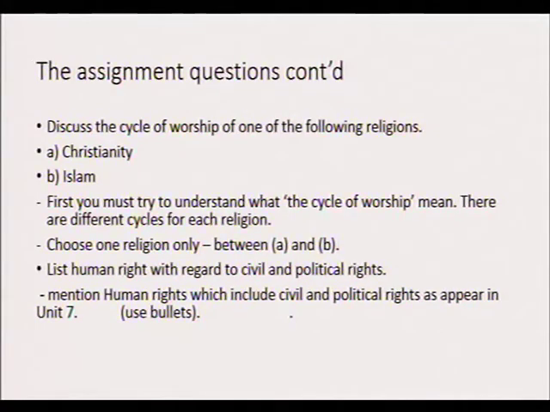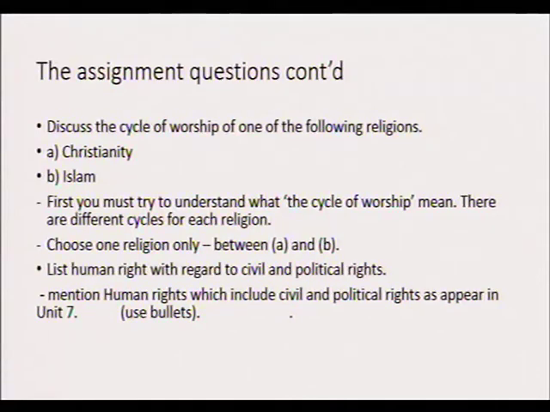Discuss the cycles of worship of one of the following religions. This is also a question there. You have two religions stated, Christianity and Islam. First you must try to understand what the cycle of worship means in general. Then when you read about that, you go to the different cycles for each religion. What are the cycles of worship? They are there.